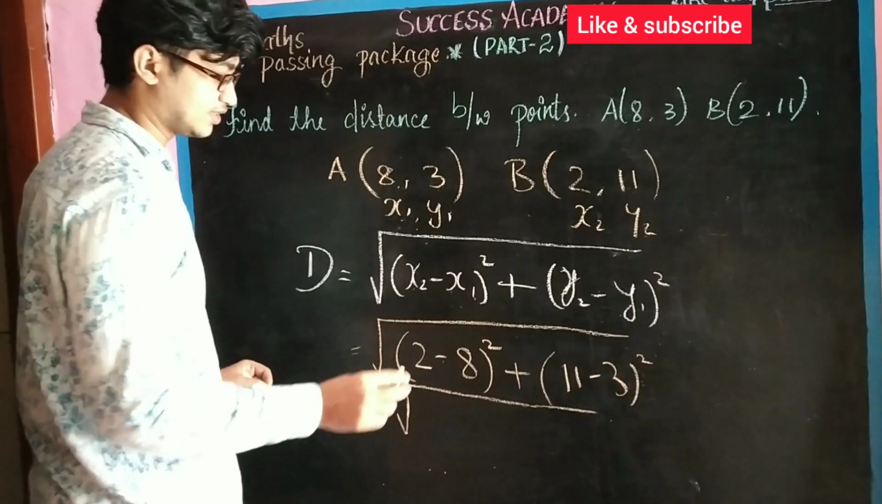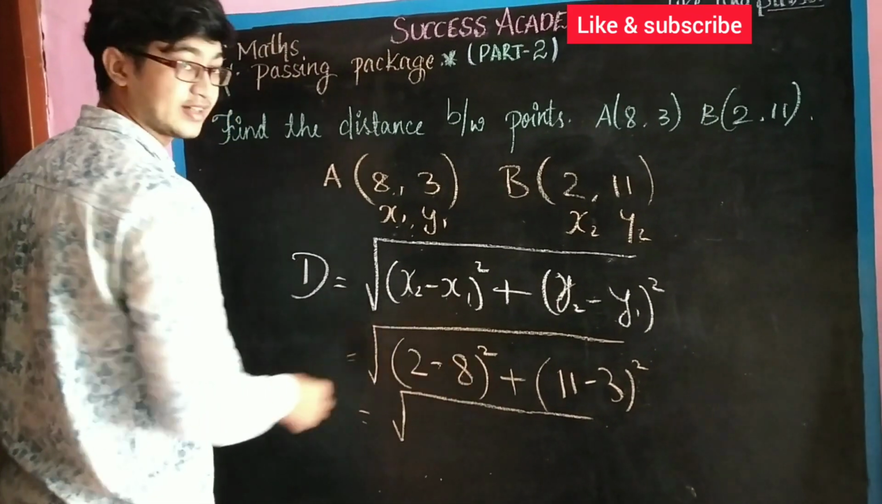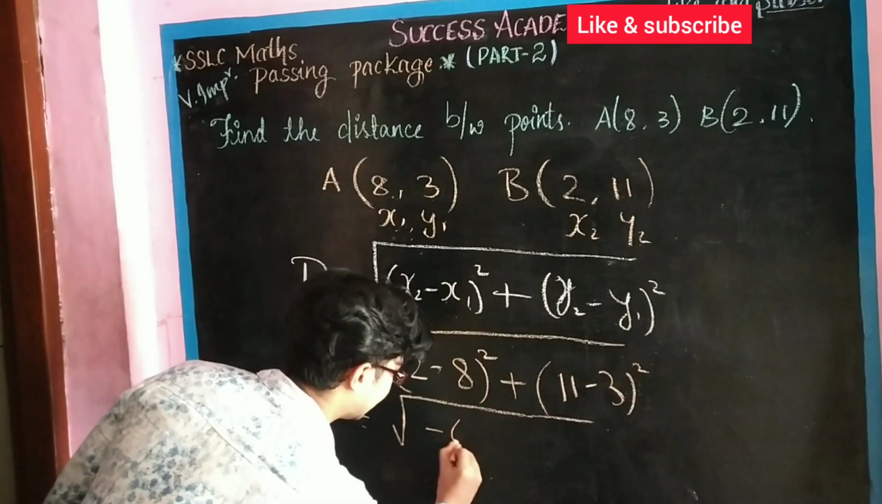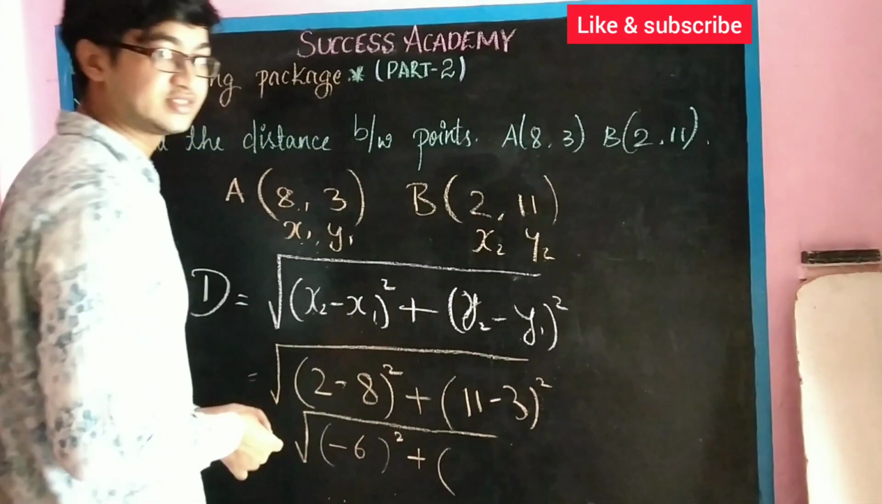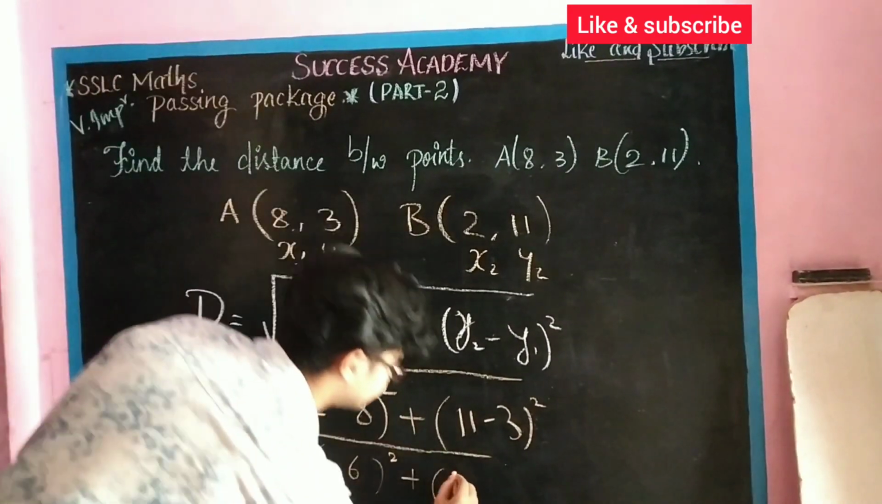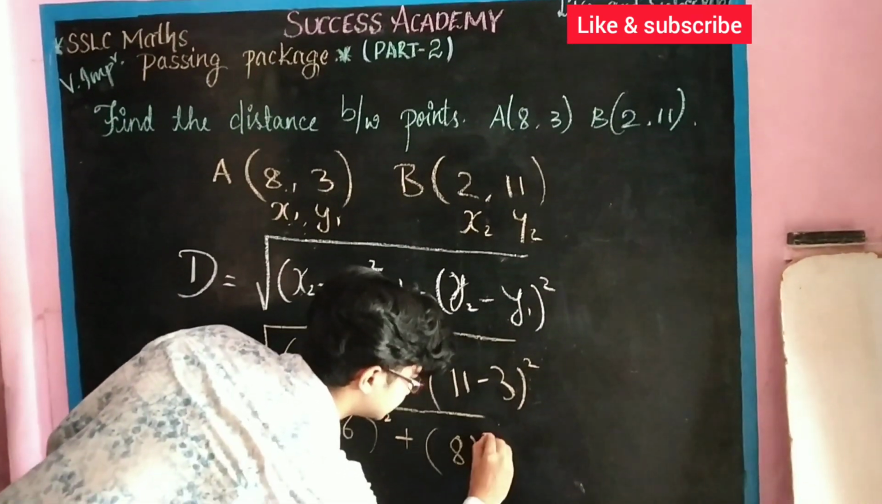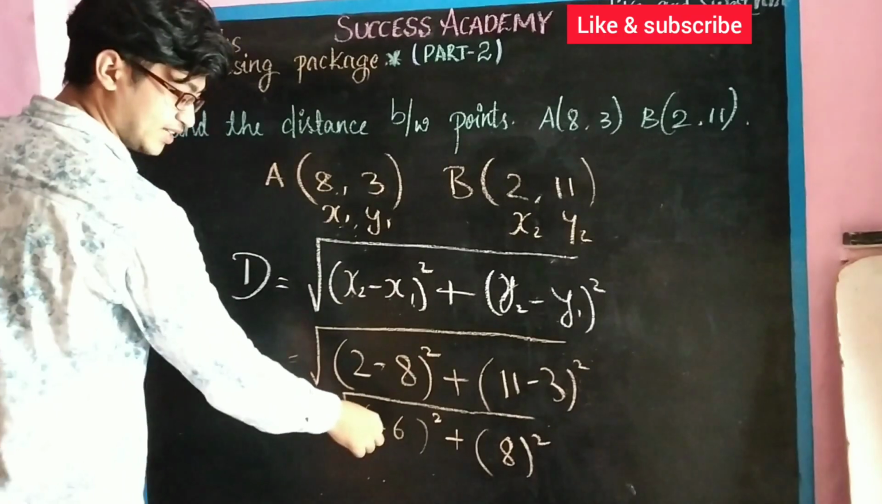2 minus 8 is 6. Greater number is 8, so the sign is minus. So minus 6 whole square plus 11 minus 3. 11 minus 3 is 8, 8 square. Okay friends, minus into minus will become plus.